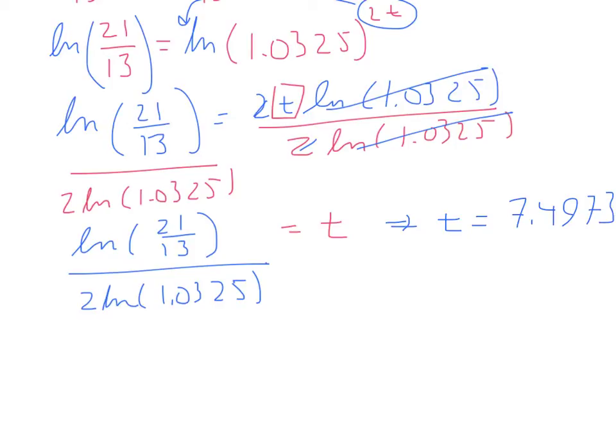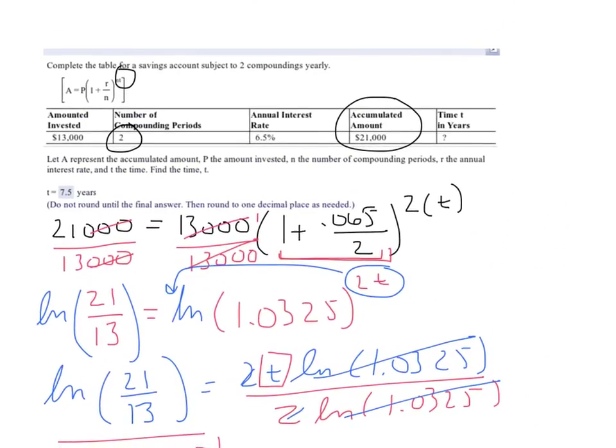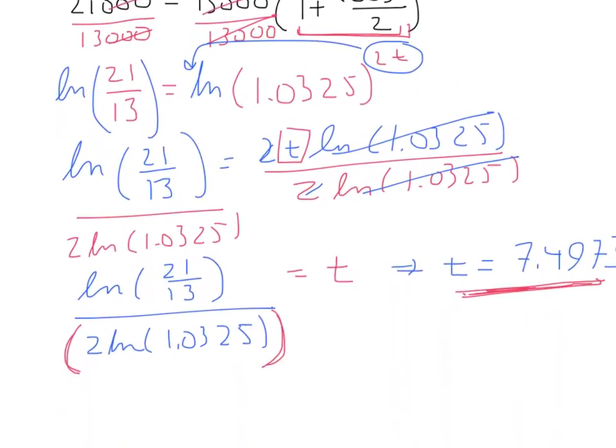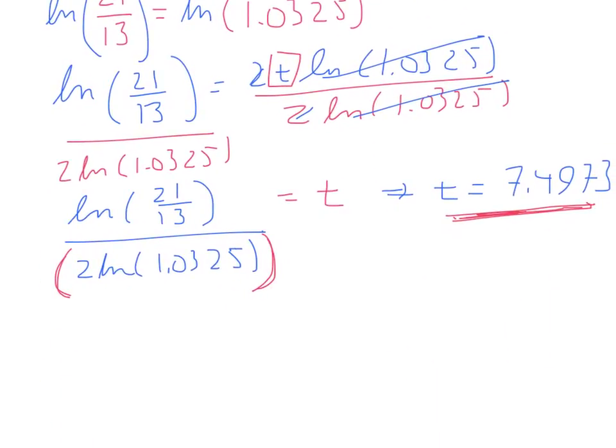Now one common mistake to make when you plug this into your calculator is to not put parentheses around this entire denominator, and so you might not get this solution unless you do that. So if you have a problem matching this number, double check to make sure you have these parentheses in place. Now I believe if we scroll up to the top, it said round answers to 1 decimal place as needed. So if we round this to 1 decimal place, that would be t equals 7.5 years. Okay, and that would be my solution.